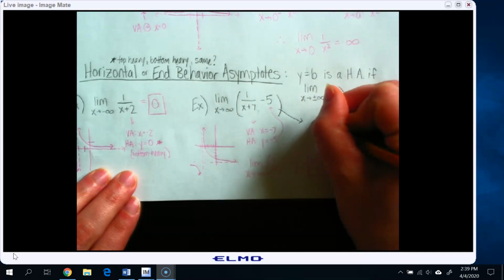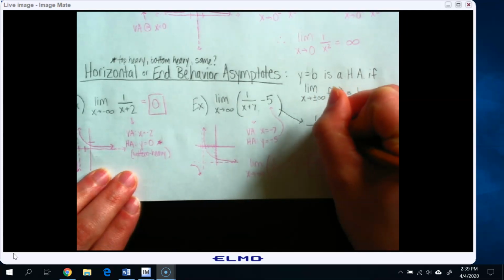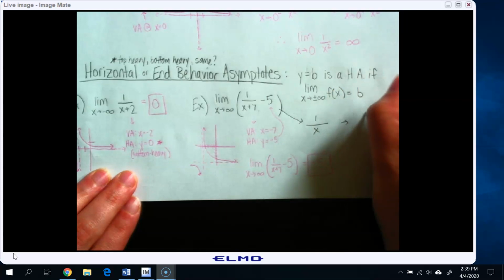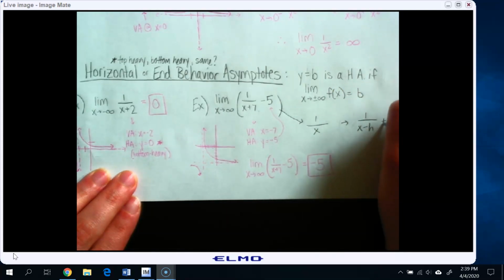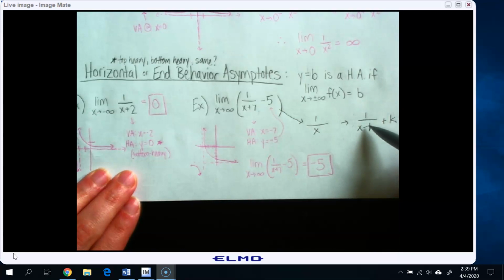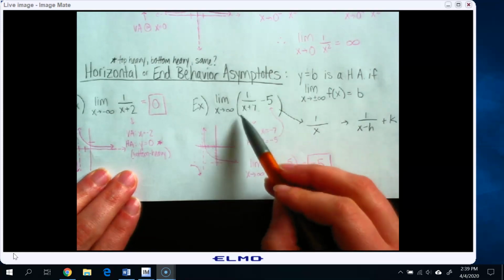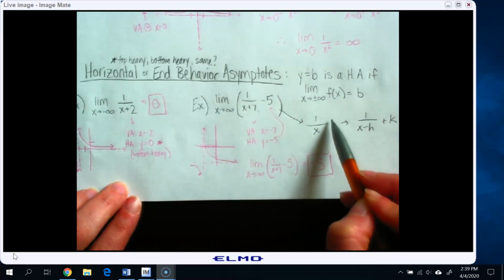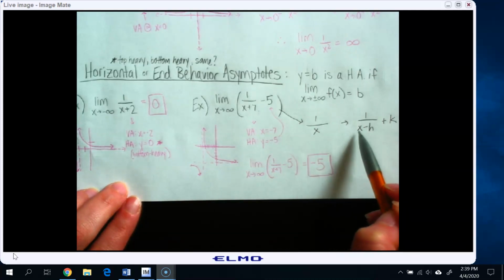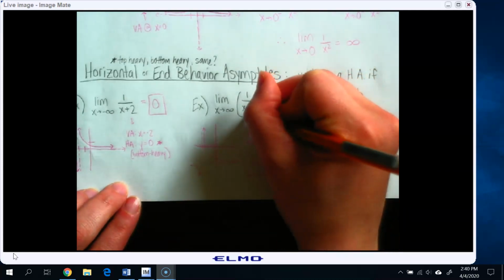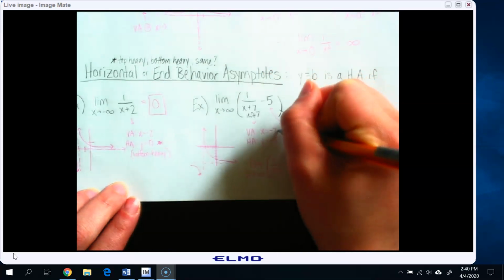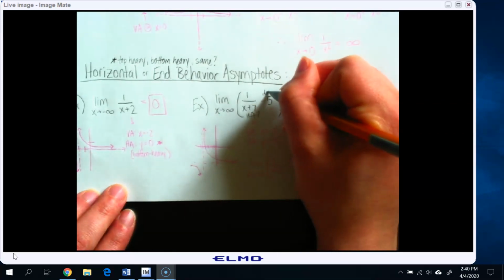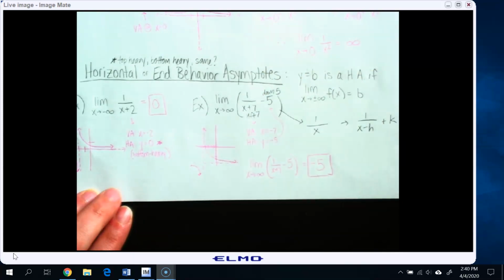But this is really just a transformation of our parent function. The function 1 over x, you could think of it as 1 over x minus h plus k. So the bottom number is your left-right shift, and the number at the end is your up-down shift. And so that's how I could figure out the vertical and horizontal asymptote also. Because I know this normally has a vertical and horizontal asymptote at 0, but if I shift it left 7, like this is doing right here, that would change my vertical asymptote, and if I shift it down 5, that would change my horizontal. Okay?